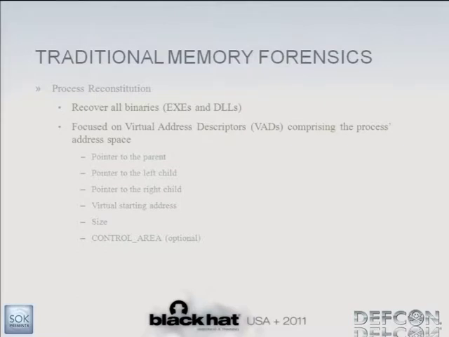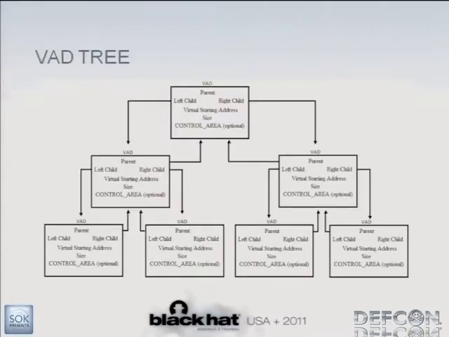These describe the process's address space in memory, and they're made up of objects. As you can see, each has a pointer to a left and right child. It's usually in a VAD tree structure. Each VAD also contains the starting address and the size of the memory, along with a pointer to the control area. So here's a representation of a typical VAD tree. You can see it starts with the VAD root, and each one of those VADs contains information about the virtual addresses of the process.